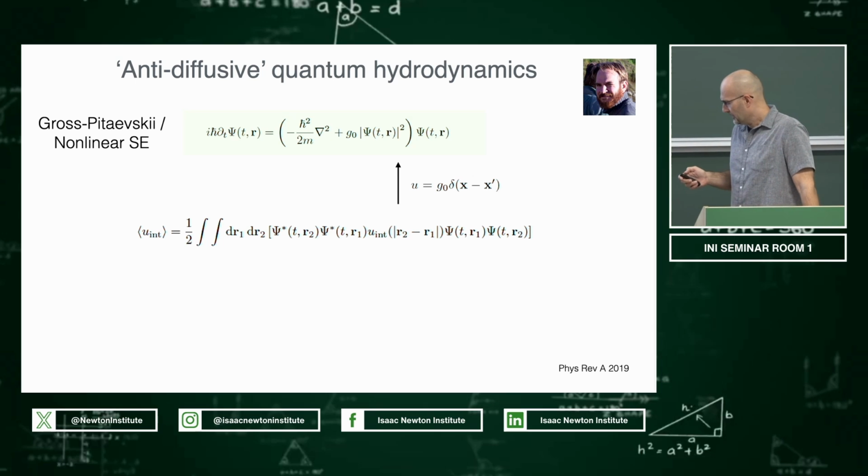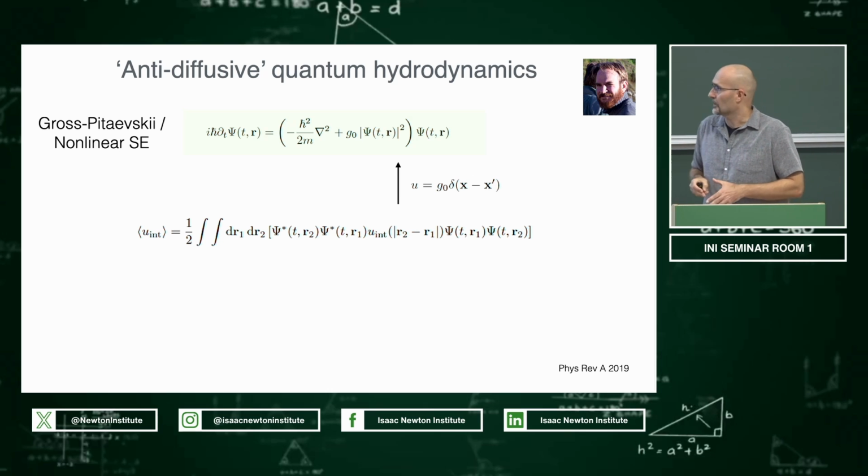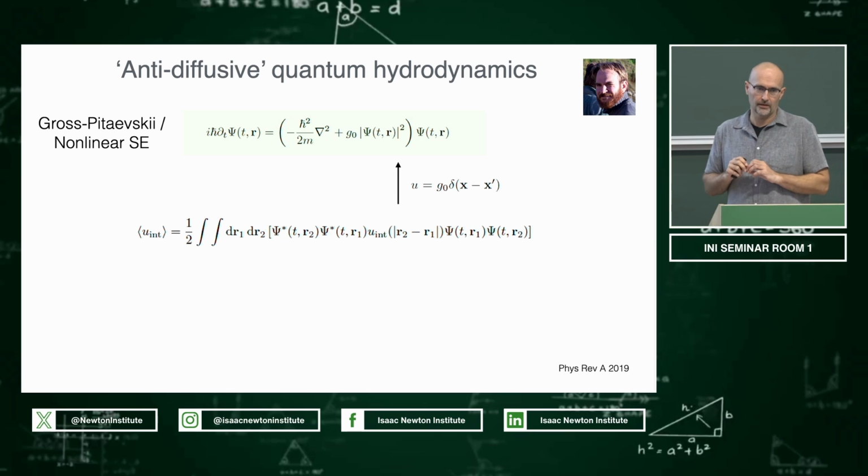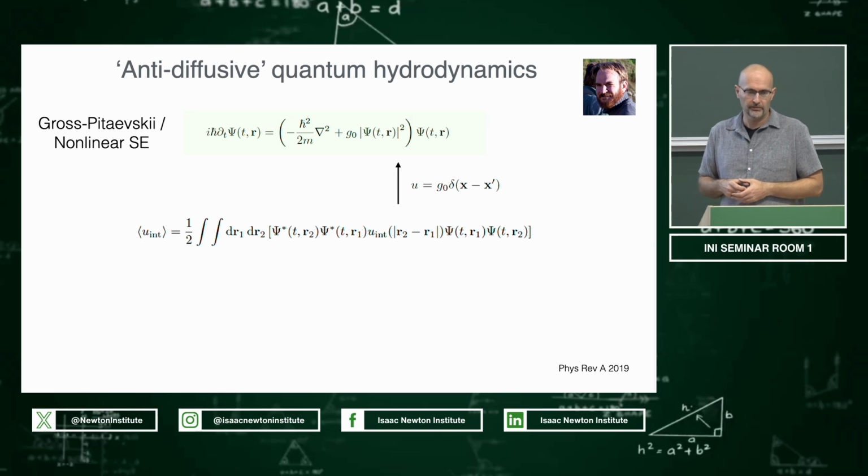So the basic idea for getting to these anti-diffusive terms in quantum models is fairly straightforward. Many of you probably know the Gross-Pitaevskii or nonlinear Schrödinger equation. The way you get that equation, for those of you who haven't seen it, is you start from an n-particle Schrödinger equation. You make an assumption about the wave function of all particles being in the same wave function. You plug that in, integrate out, and you end up with an effective one-particle equation of this type.